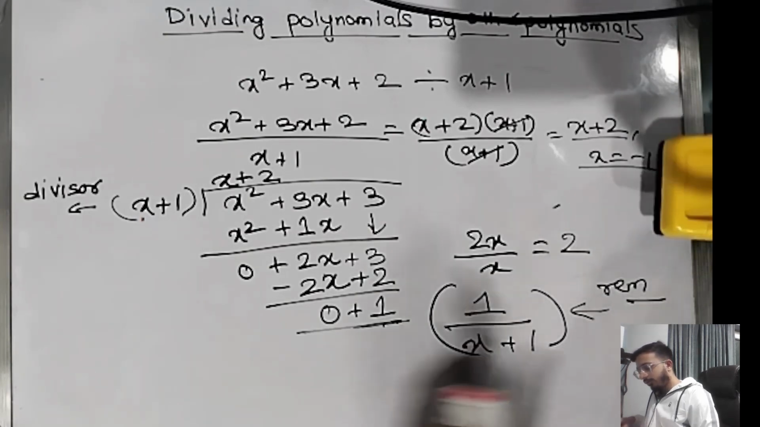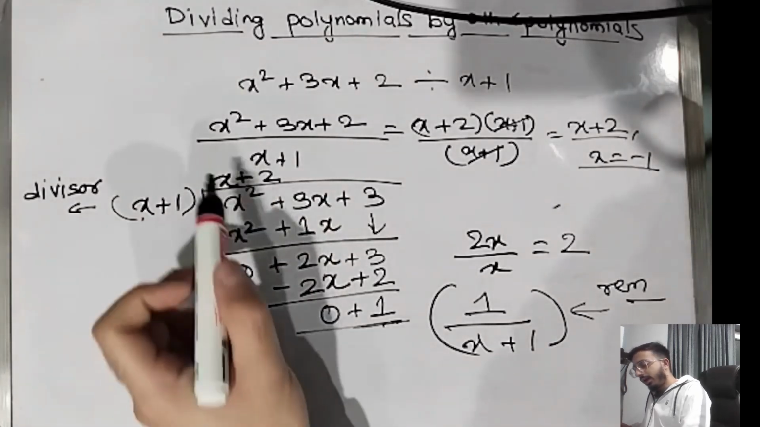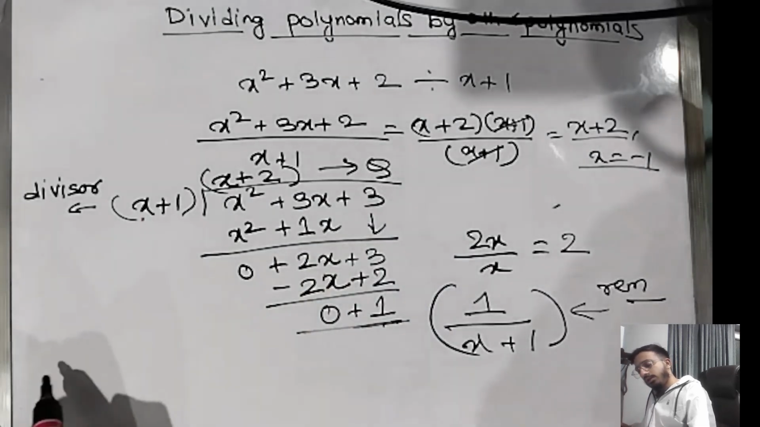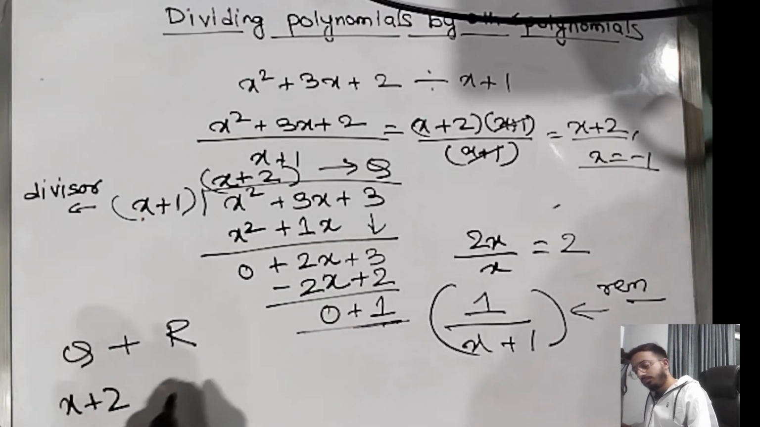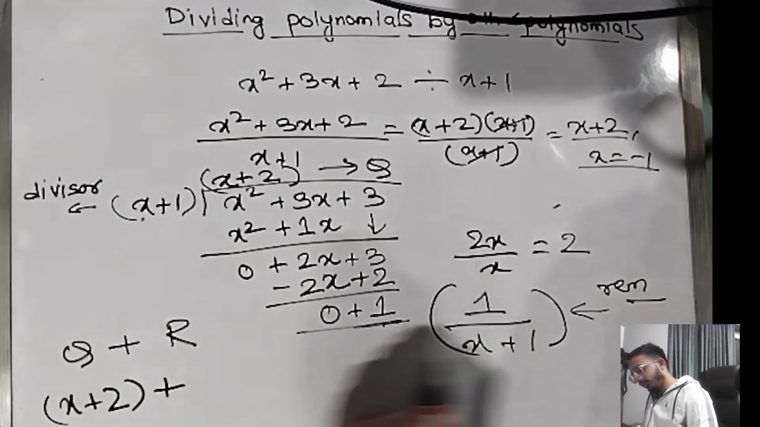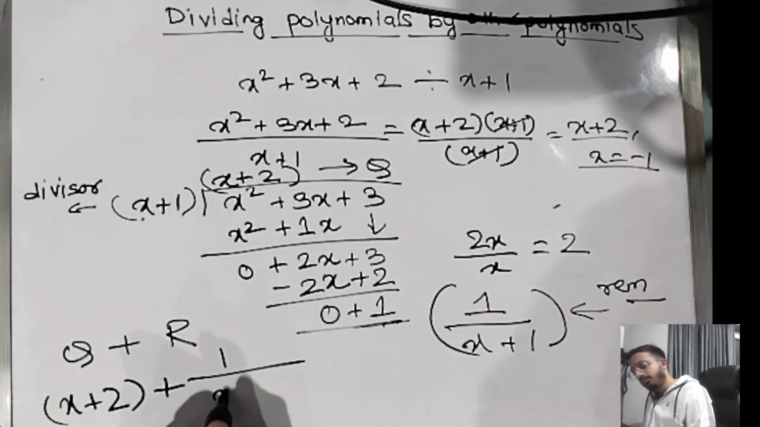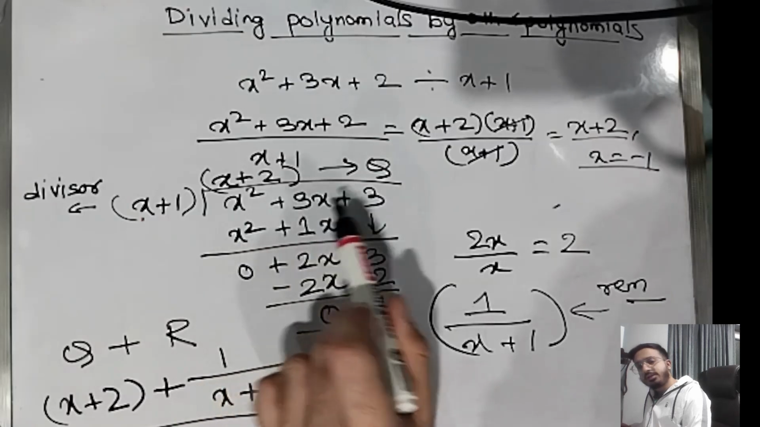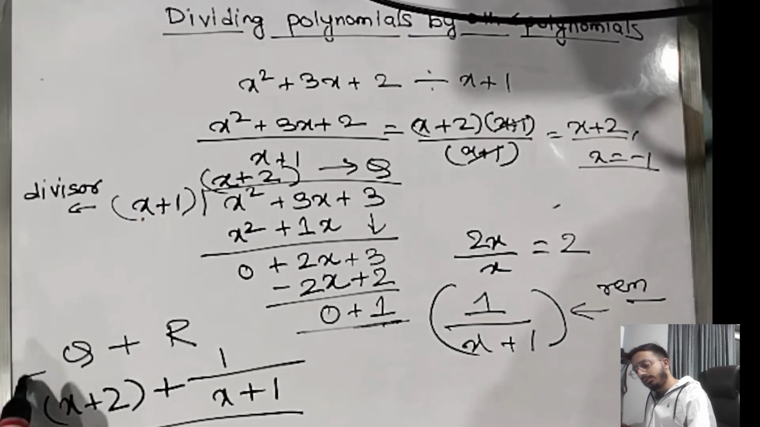Okay. So how do we present the value of this division? We add the quotient and the remainder. So quotient plus remainder, we get x plus 2 plus 1 upon the divisor, x plus 1. So this is the value of the division of x square plus 3x plus 3 by x plus 1. This is the answer.